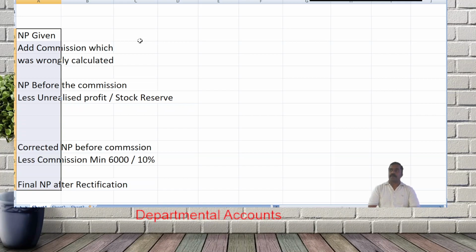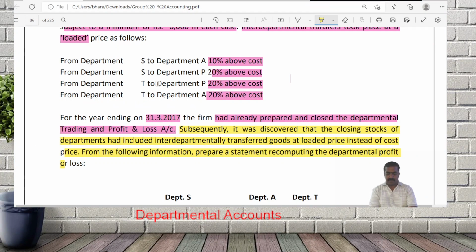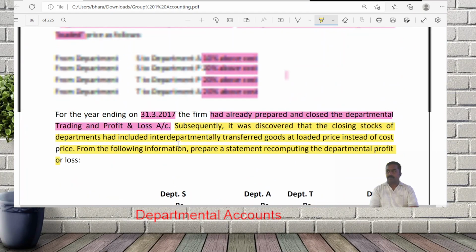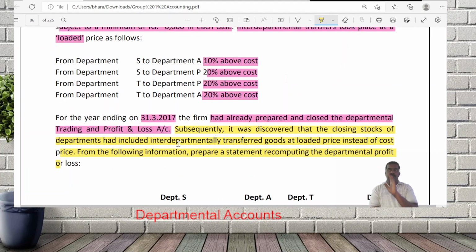What percentage commission to pay? Minimum 6,000 but subject to what have we given? 10%. Very simple. Pay attention. Profit is 1 lakh. 10% of 1 lakh is 10,000. But what minimum to pay? Now what will you pay? 10,000. Suppose the profit is only 40,000. 10% of 40,000 is 4,000.